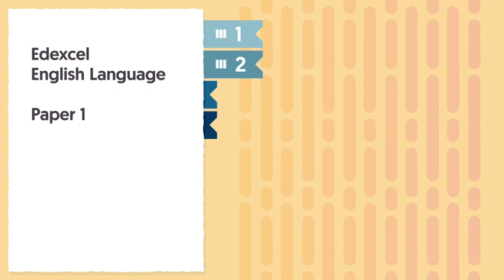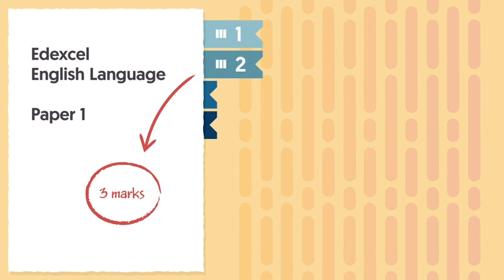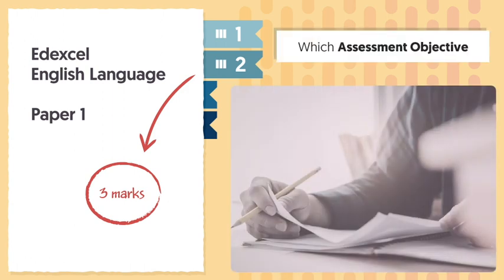In this video, we'll look at how to approach Edexcel English Language, Paper 1, Questions 1 and 2. These are the first questions you'll encounter on this paper, and overall they're worth 3 marks. Here's a tip. Before you even get to the exam room, it's a really good idea to revise which assessment objective each question examines, so you know how best to answer.